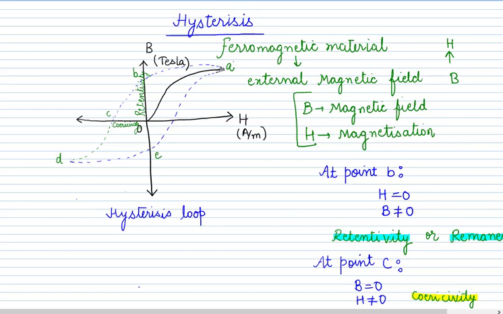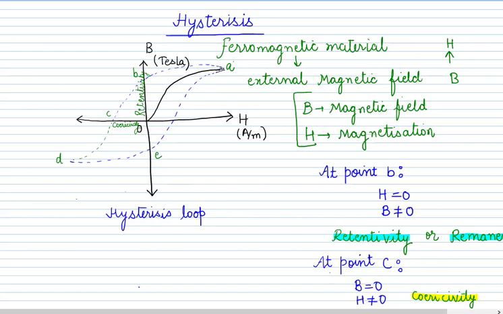And now on further increasing the magnetization field in the negative direction, again it reaches saturation at point D, and now we start increasing the magnetization field in the positive direction, then it increases from D to E and E to A. So there is a complete loop formed by a ferromagnetic material, and this loop we call a hysteresis loop.